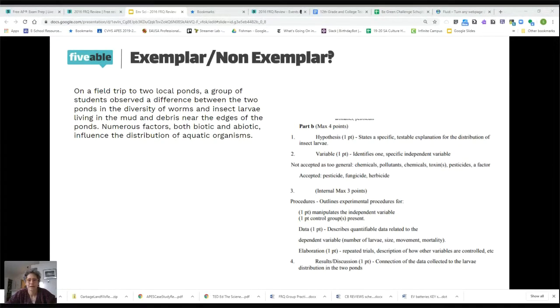Okay, let's do that range of tolerance poll. What do you guys think about this answer?